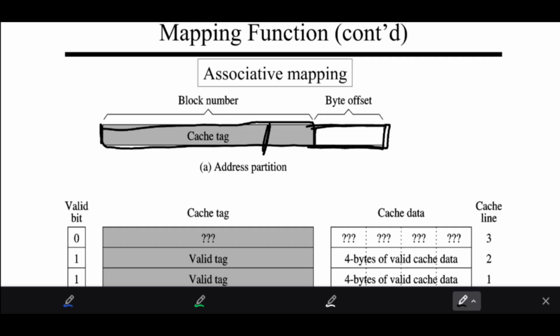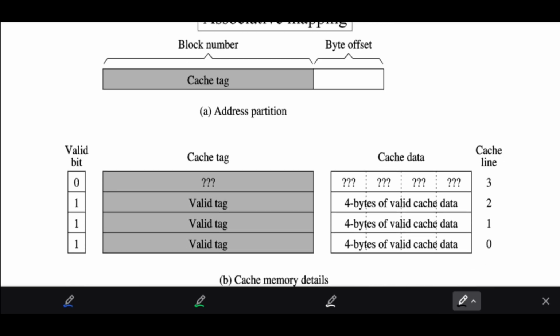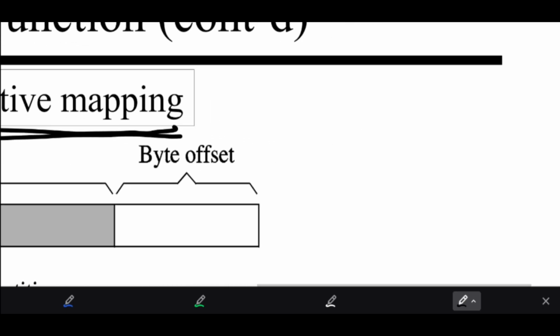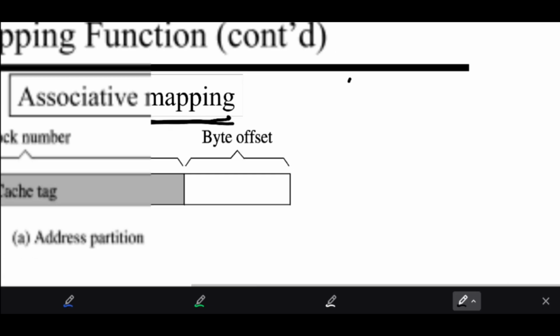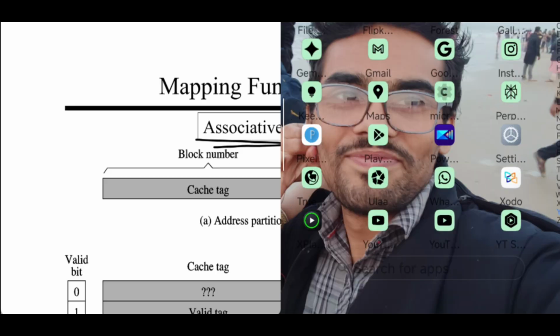Here there is actually no line bit or line address. Why no line bit or line address? Because in associative mapping, if there are empty spaces, then the memory blocks can randomly map to any cache block.